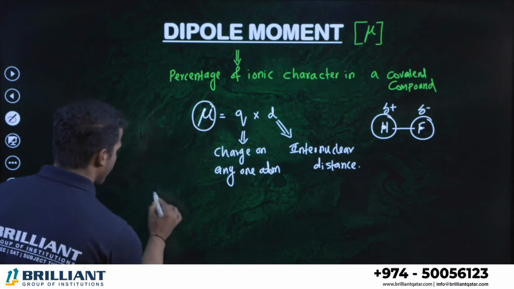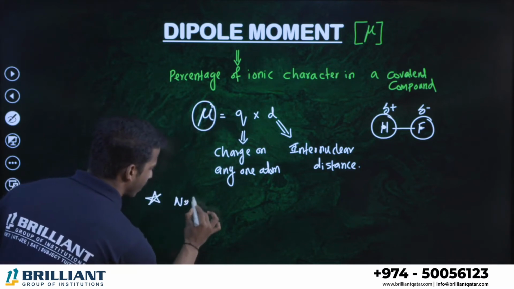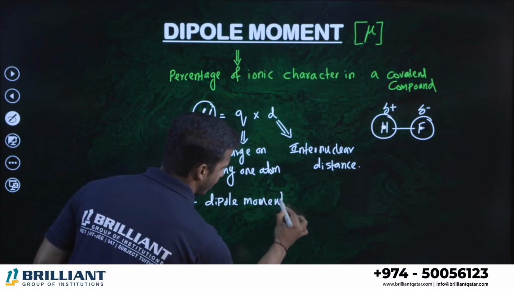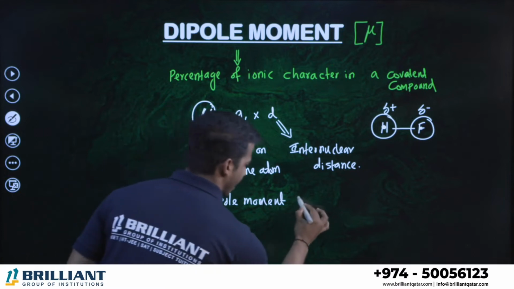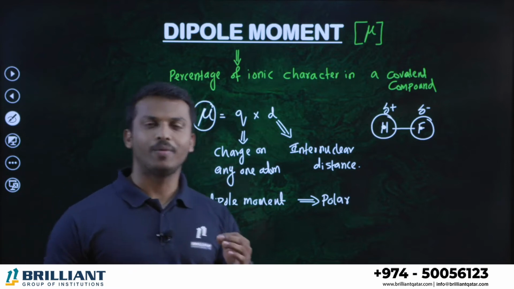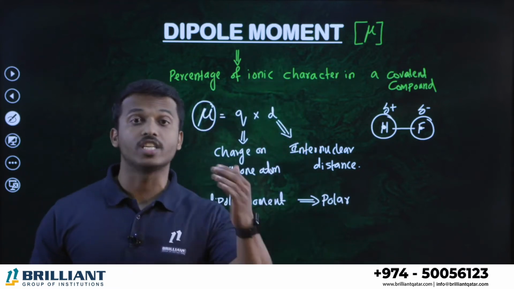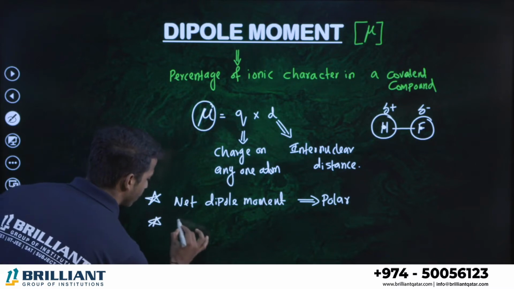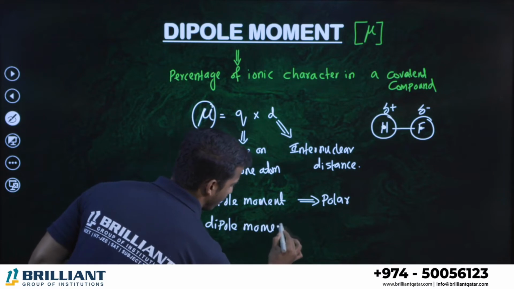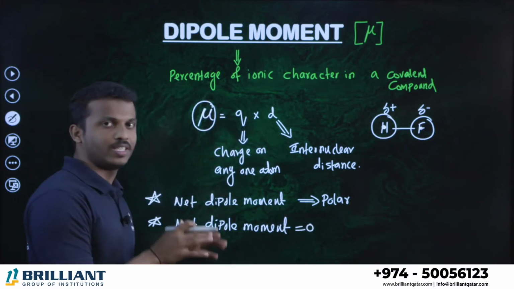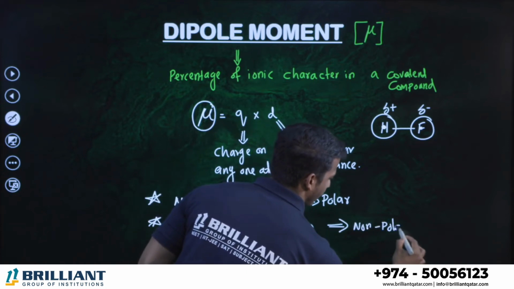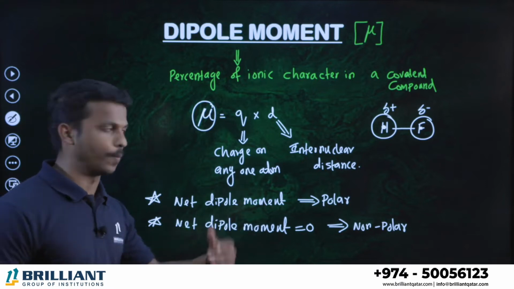One more data. If a compound has a net dipole moment, we can say that the compound is polar. Whereas, if the net dipole moment is equal to 0, then you can say that the compound is non-polar.